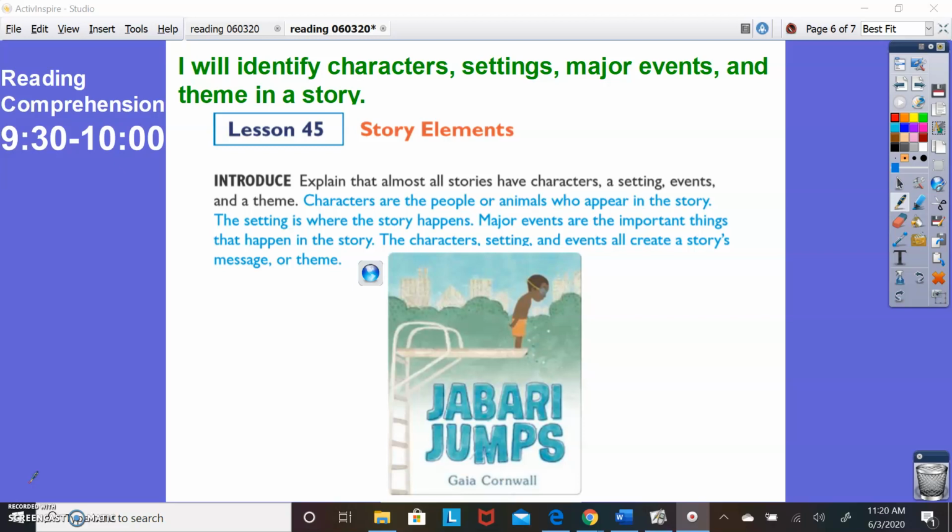So now we're going to continue thinking about these things, and think about what are some important things that are happening in the story and what might be something that the author wants to teach us in the story. Let's go ahead and get started. I'm going to click on this, and we're going to read a few pages.